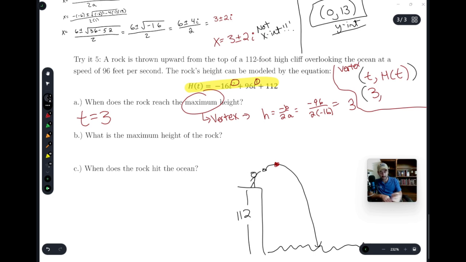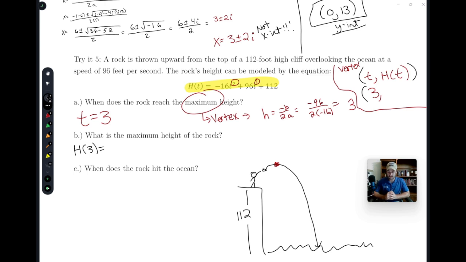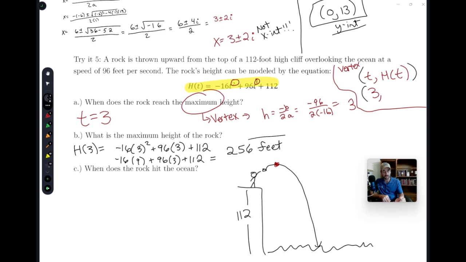So now we're going to say, okay, well, what is h of 3? What is the height at 3? The height at 3 is going to be, plug and chug, negative 16 times 3 squared. This is going to be a big number. Plus 96 times 3 plus 112. And if you do all that math, you get negative 16 times 9 plus 96 times 3 plus 112. And you end up with 256 feet tall.